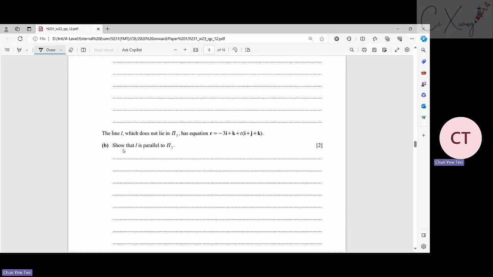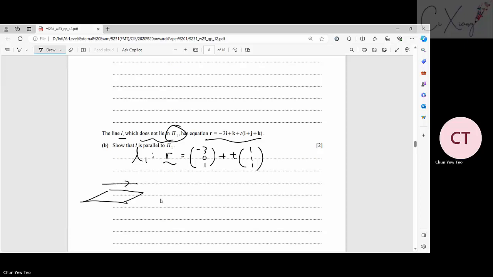They are telling you that we have a line L that does not lie on the plane pi 1, and the line L has the equation like this. L1 has the equation negative 3, 0, 1 plus t of 1, 1, 1. Okay, how do you know that L is parallel? Because the question already mentioned it does not lie on pi 1, you just need to show that it's parallel.